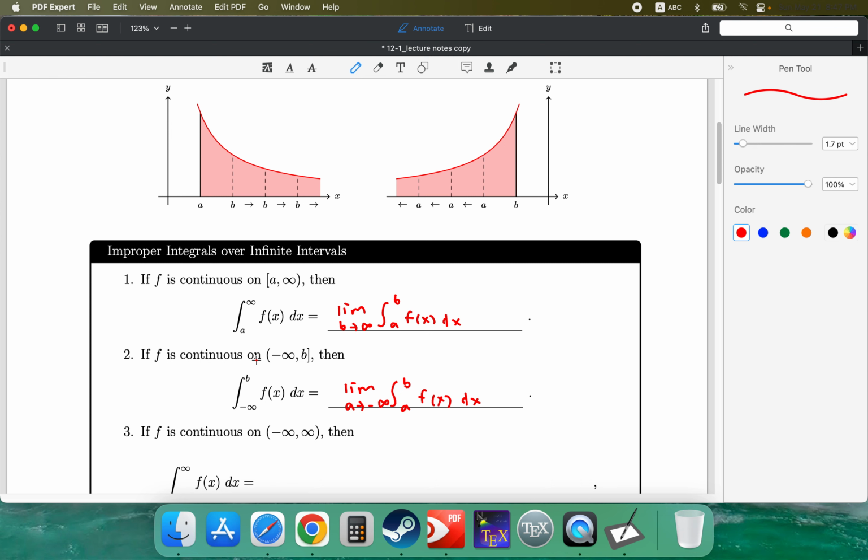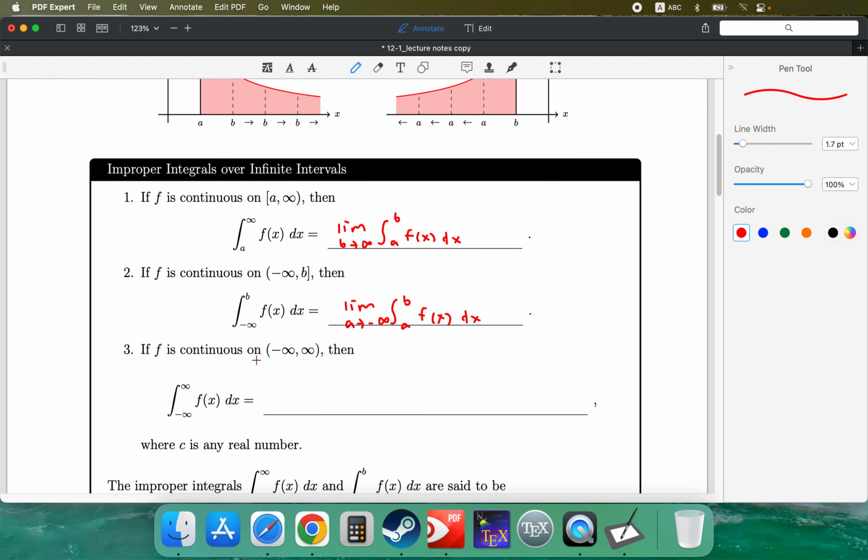Now finally, if your f is continuous on the interval from negative infinity to infinity, you will do the same thing here. You want to increase the upper bound and decrease the lower bound at the same time. So here we will need to split this integral. From negative infinity to infinity, we can always find a number in between. For example, you can find 1, since 1 is between negative infinity and infinity. Or you can find 0, since 0 is between negative infinity and infinity.